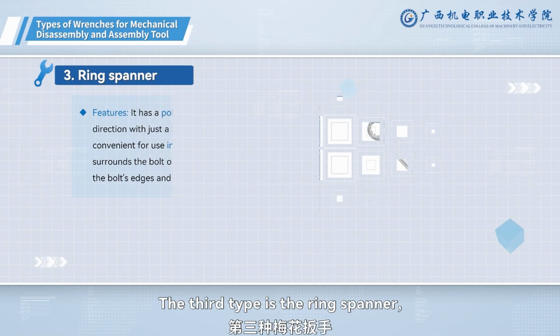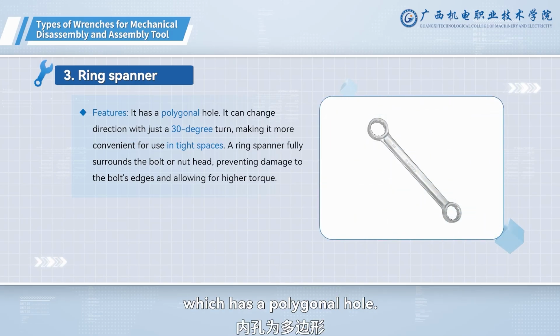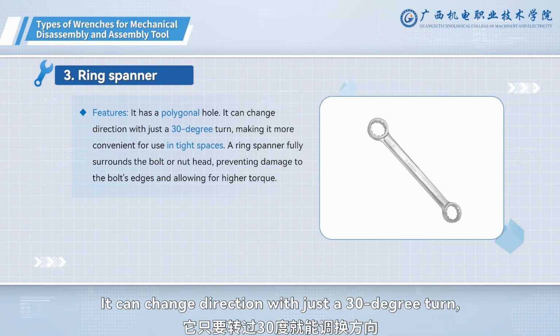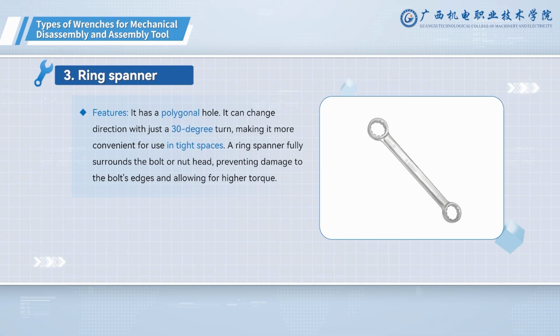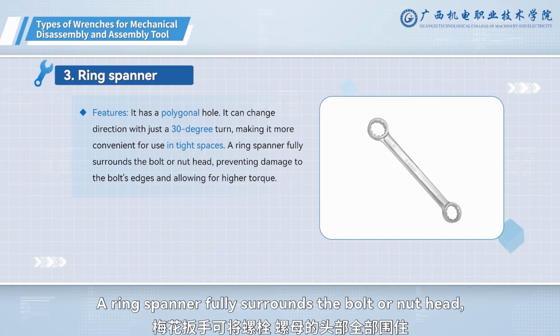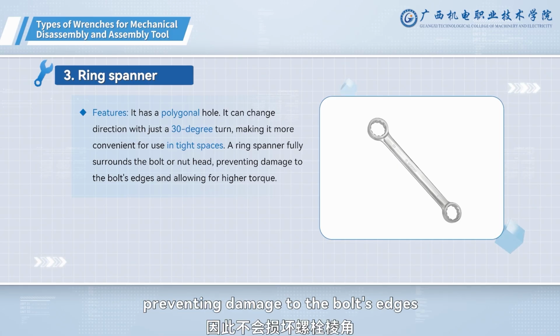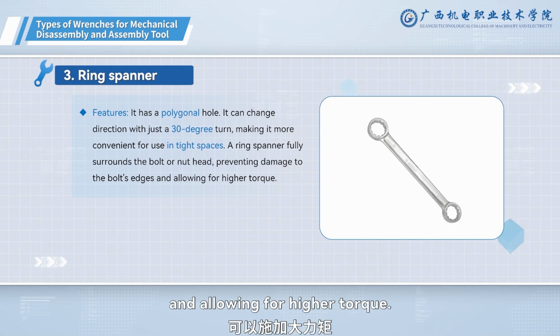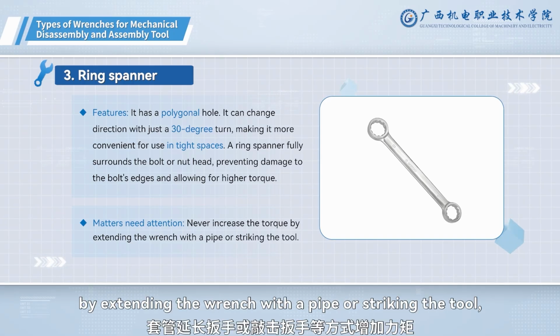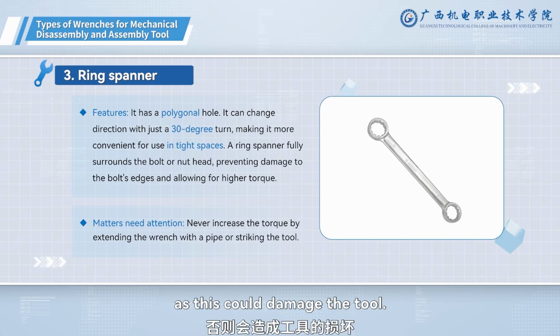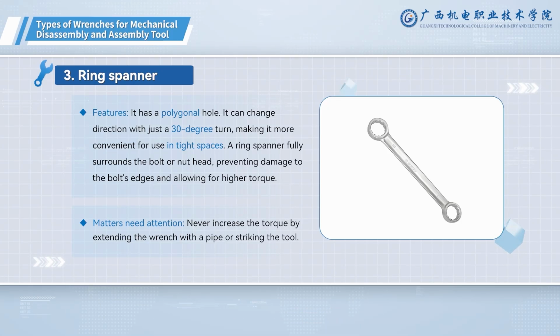The third type is the ring spanner, which has a polygonal hole. It can change direction with just a 30-degree turn, making it more convenient for use in tight spaces. A ring spanner fully surrounds the bolt or nut head, preventing damage to the bolt's edges and allowing for higher torque. However, be aware that you should never increase the torque by extending the wrench with a pipe or striking the tool, as this could damage the tool.